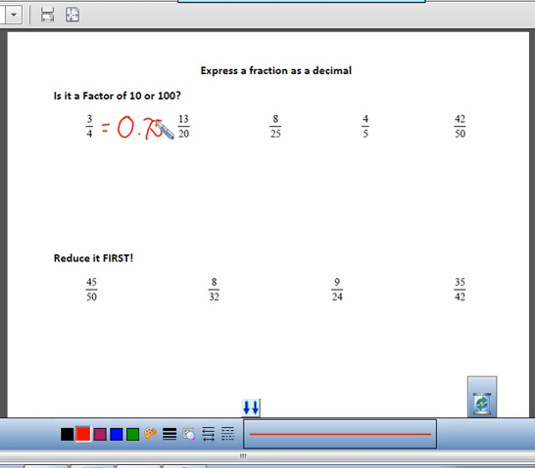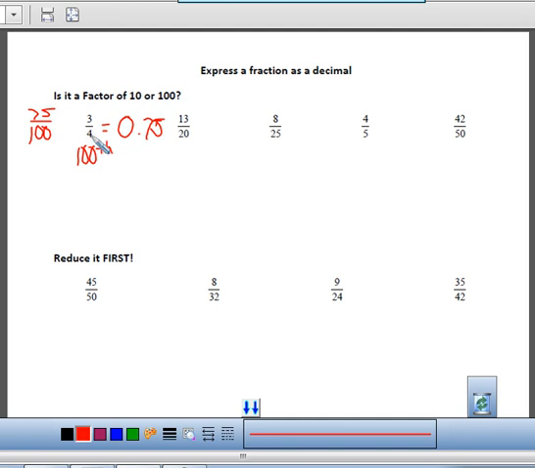Now, if I were to say this the correct way, it's not 0.75, it's 75 hundredths. So it is a factor of 100. We could think of it as 75 over 100. In other words, the denominator 4 doesn't go into 10, it goes into 100.